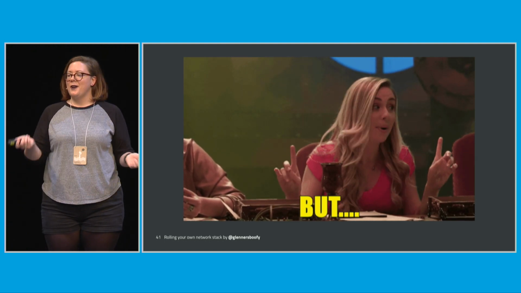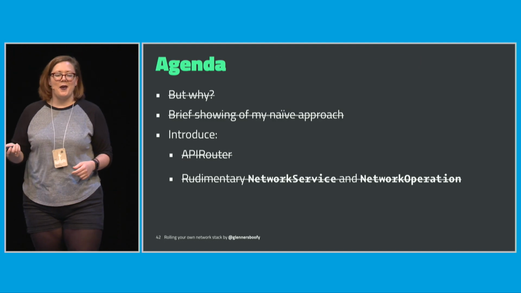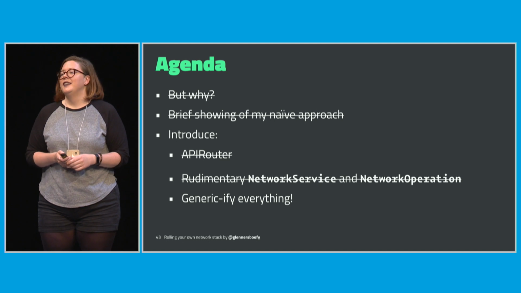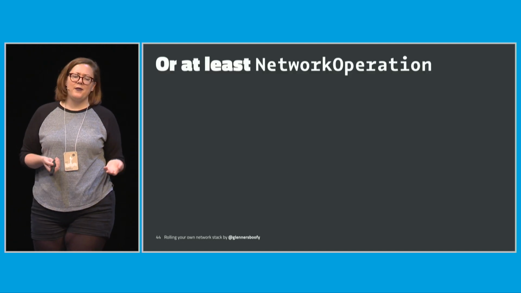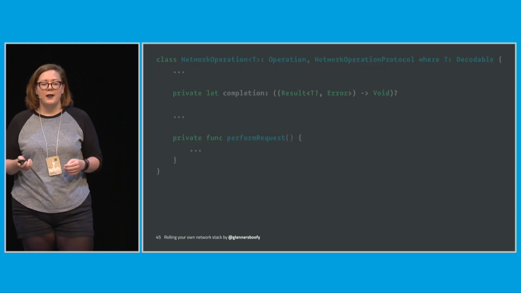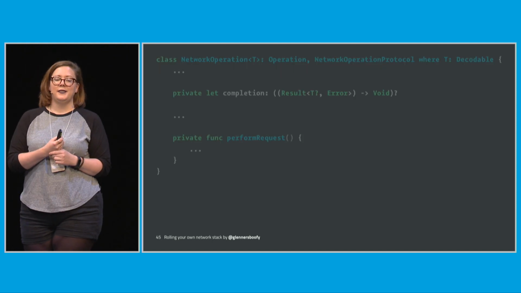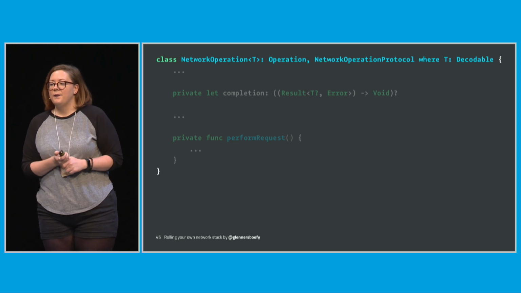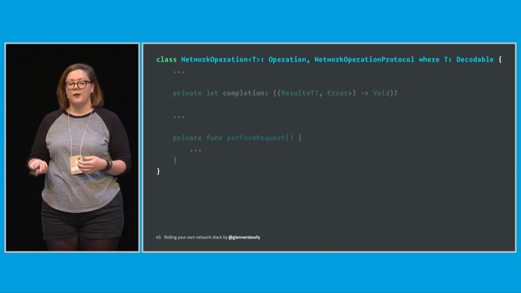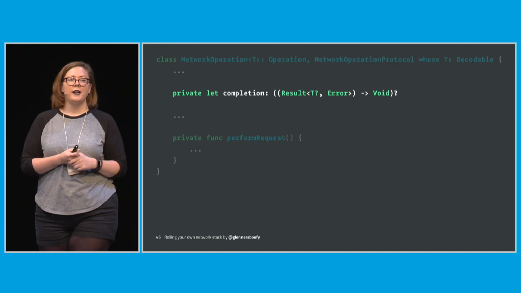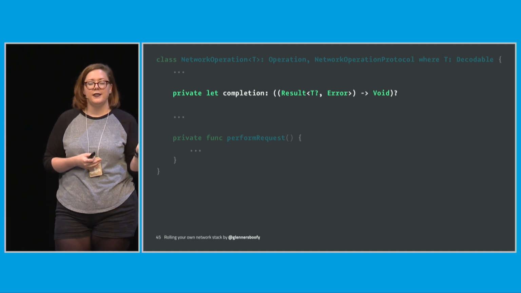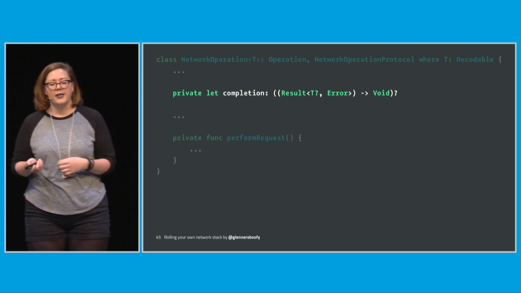So I'm sure everyone's going to guess what's coming up next. Yeah, the next thing is to genericify everything. But mostly we just care about genericifying network operation. So now the network operation class looks like this. It's a network operation of type T, where T is decodable. And then, of course, the completion handler changes, where you're returning an optional T type in the success case, and still an error in the failure case.